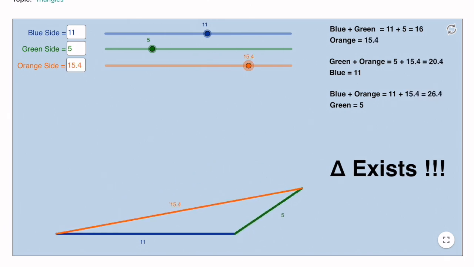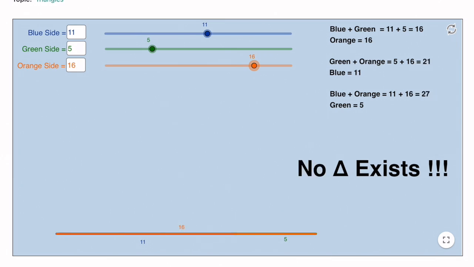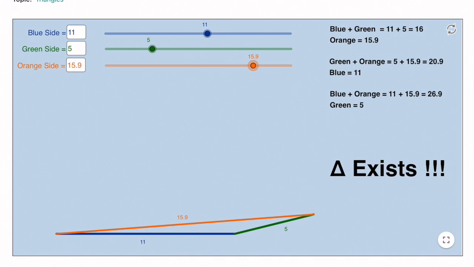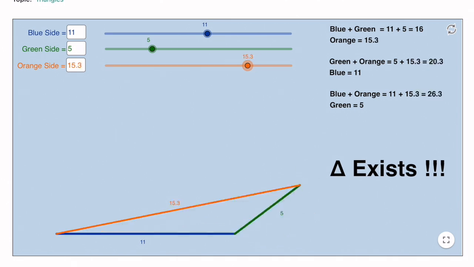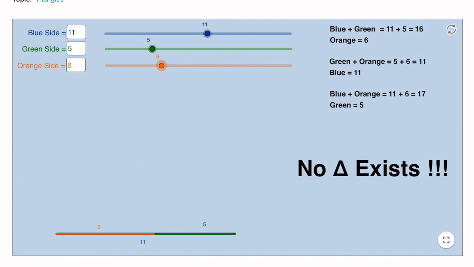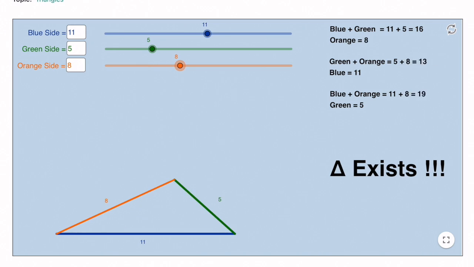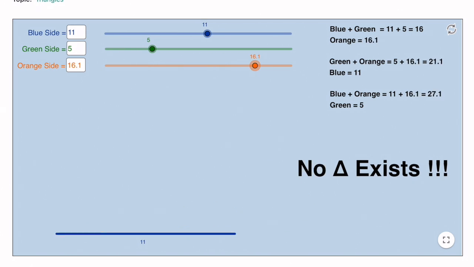Still a triangle, still a triangle, still a triangle. Whoa, when it's 16, it doesn't work. 15.9 works, but 16 doesn't work. And I think we said it was 6, right? So 16 and 6. Anything less than 6 won't work, and anything greater than 16 won't work.